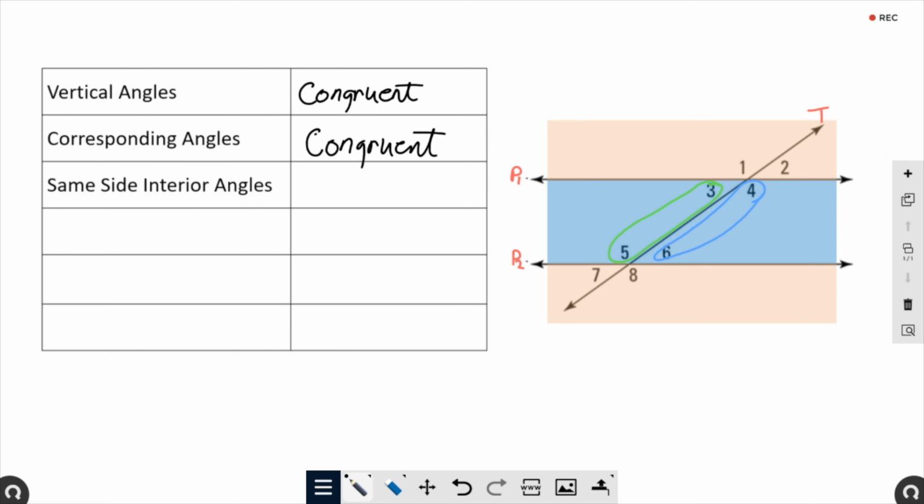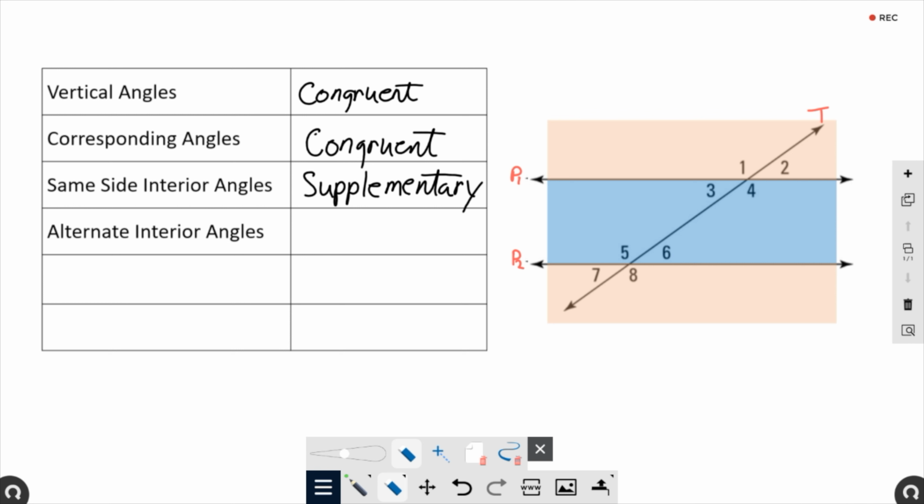Same side interior angles are always supplementary to one another. This means when you add up the 2 same side interior angles, it will always equal 180 degrees.